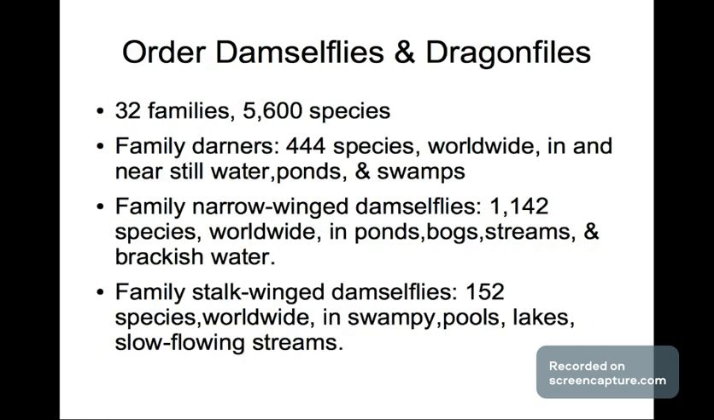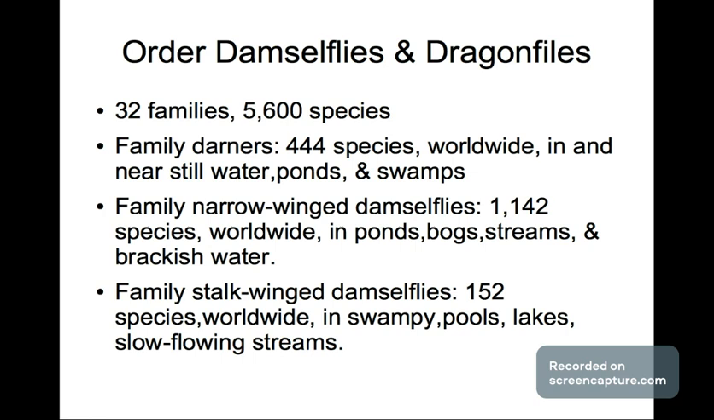Now, this is a pretty cool one. This is the order of damselflies and dragonflies. We've seen a lot of dragonflies during the summer, especially when it's raining or after it rains and there's a puddle. So they have 32 families, and it has 5,600 species.